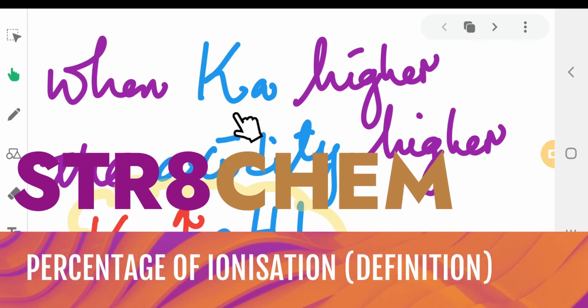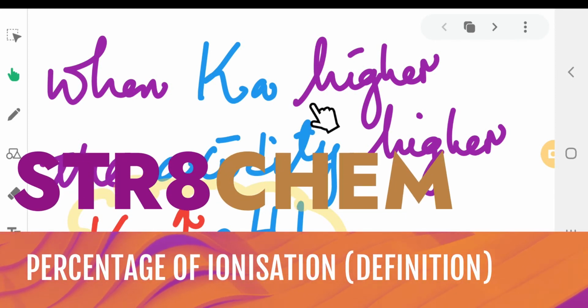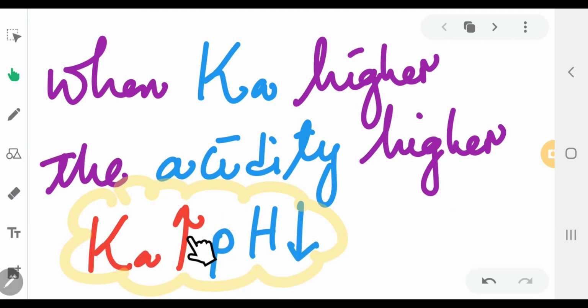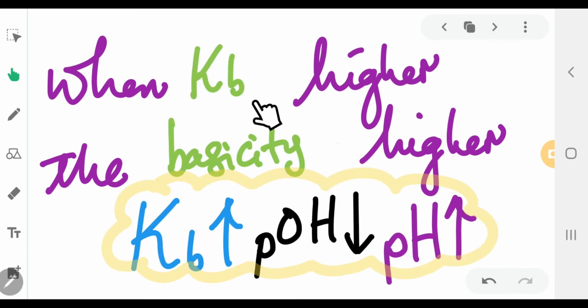We have seen that the magnitude of Ka indicates the strength of an acid. So, when you have a higher Ka value, the pH of the acidic solution will be lower. The same goes for Kb. When you have a higher Kb, the basicity of a solution will be higher, meaning higher Kb, lower pOH value, and therefore the pH will be higher.